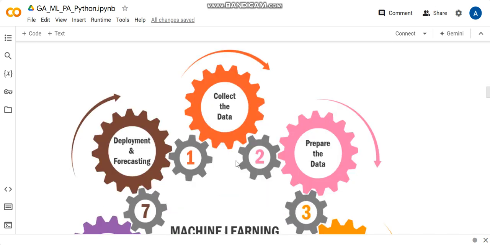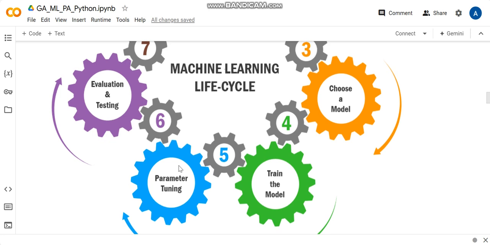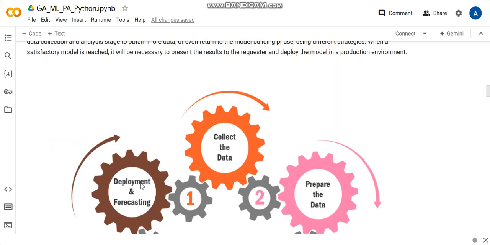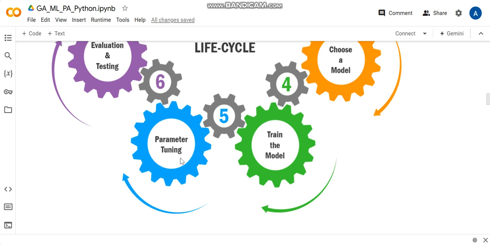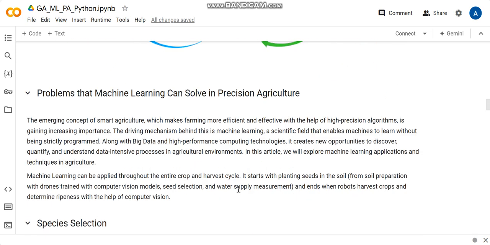Collecting data, preparing data, choosing a model, then training, parameter tuning, evaluation, testing, and deployment, forecasting. This is the whole machine learning life cycle. As I have already explained, problem solving. How can machine learning solve precision agriculture problems?